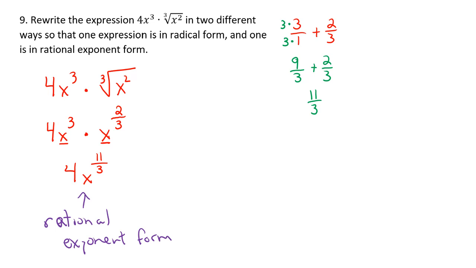And now I can take that and also write it as a radical. Keep in mind that this fractional exponent is only connected to the x, not the 4. So when I write it as a radical, that 4 will be outside the radical. Exponent's on top, index is on the bottom of that fraction. So we will have 4 cube root x to the 11th. And that's our radical form.